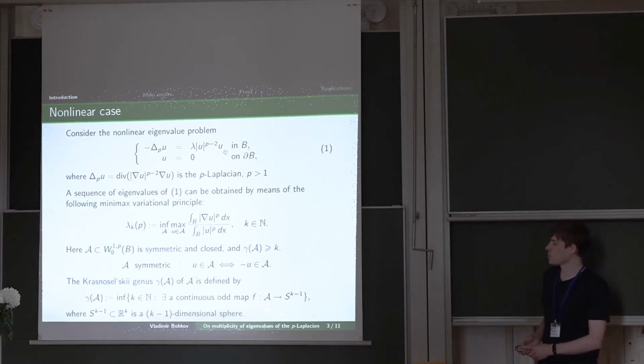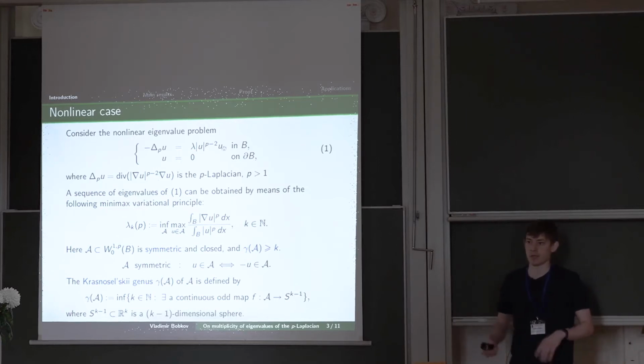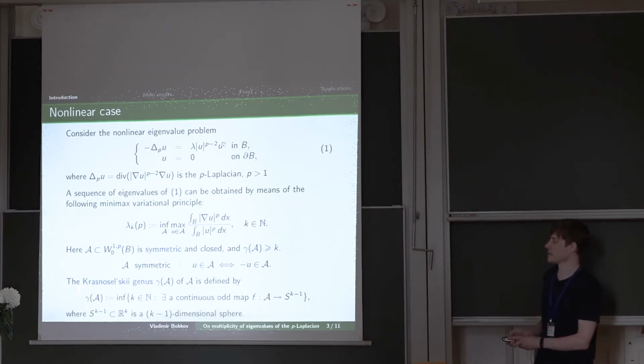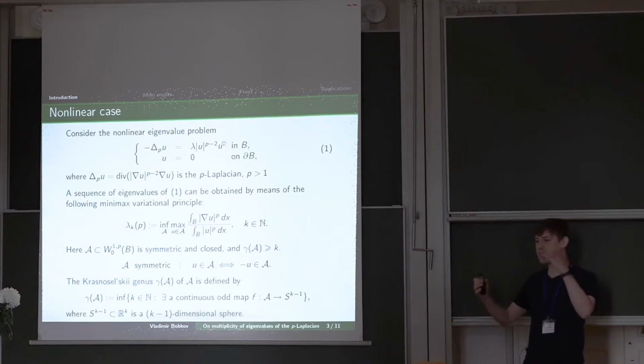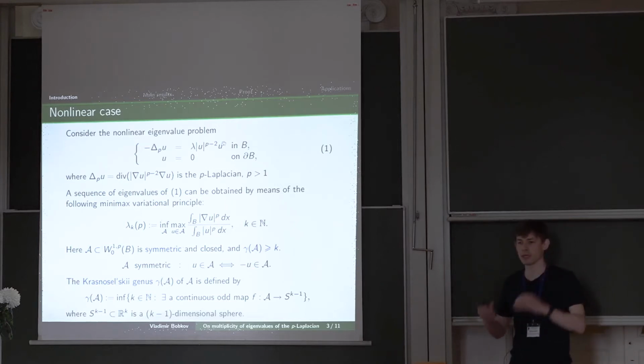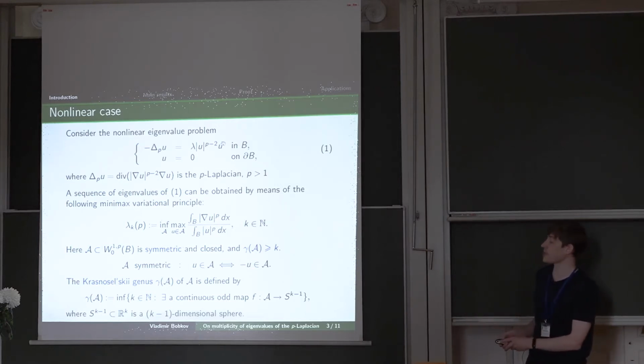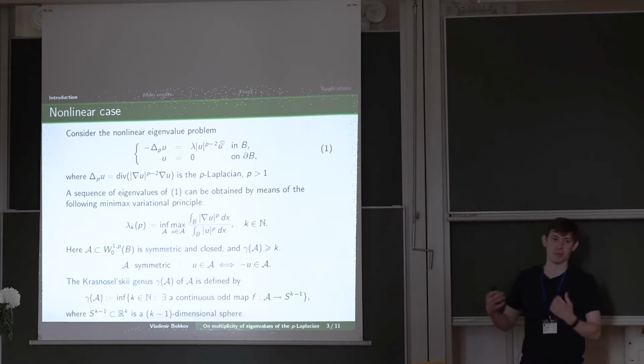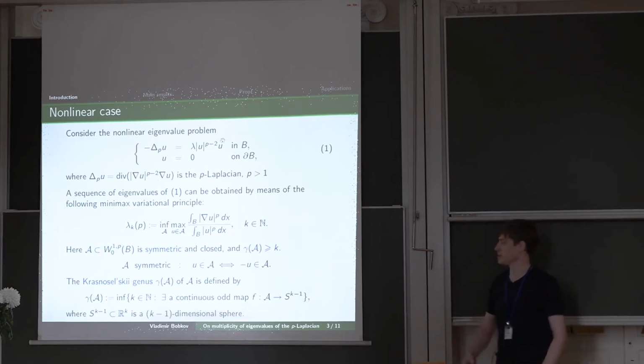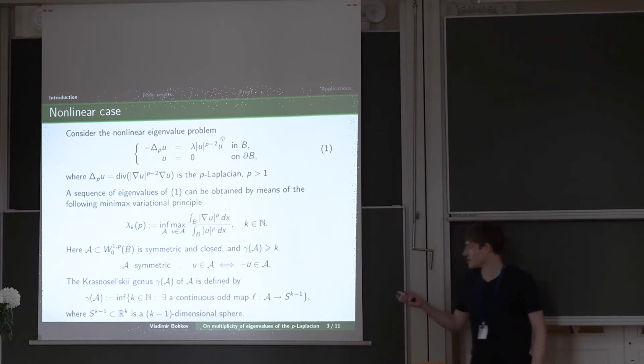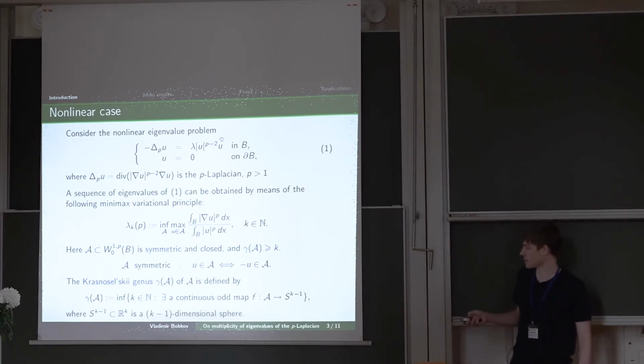Suppose that we can map our set A in a continuous odd way into the Euclidean sphere of dimension k minus 1. Suppose we can find maybe several such spheres of different dimensions. The Krasnoselskii genus of the set A is the minimal dimension of the spheres for which there exists a continuous odd map from this set to the sphere. This is the main object for us because we will work with this today.